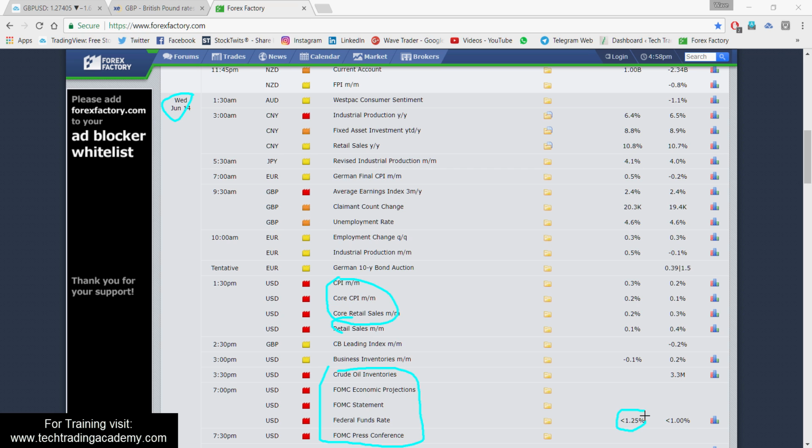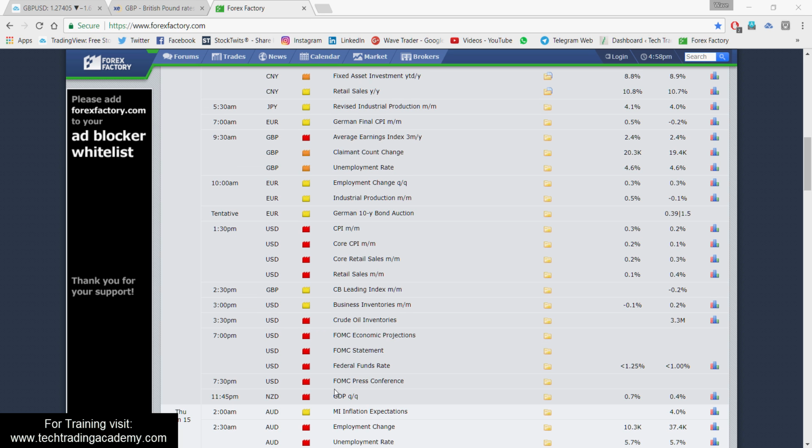The previous rate is 1%. Now they are looking to increase the rate. If we see 1.25% actual, we may see some big movements on USD pairs. So the dollar can get strong.